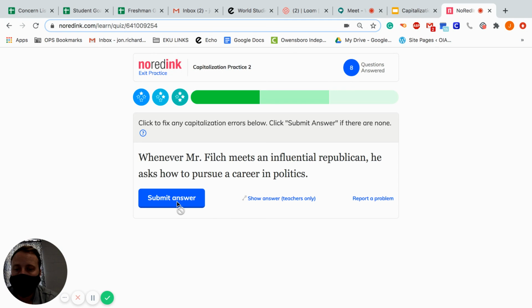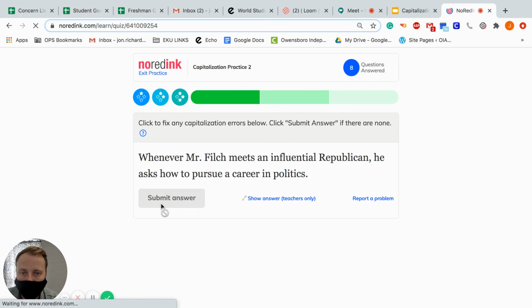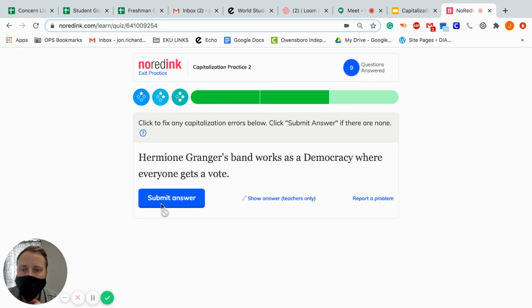Okay. Whenever Mr. Filch meets an influential Republican, it's talking about the Republican Party, so we capitalize it. Hermione Granger's band works as a democracy. So no, it's not talking about the party. It's just talking about the idea that everybody gets a voice.